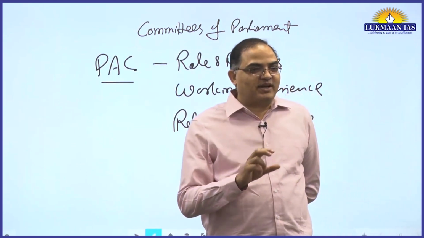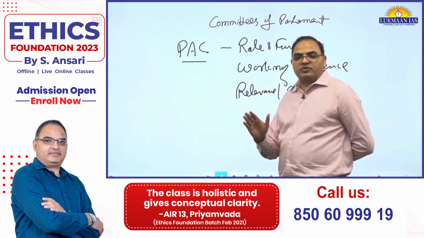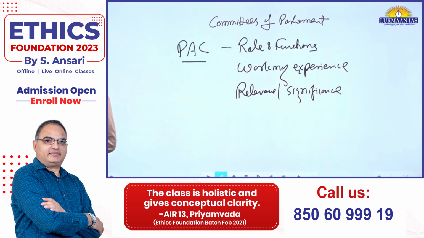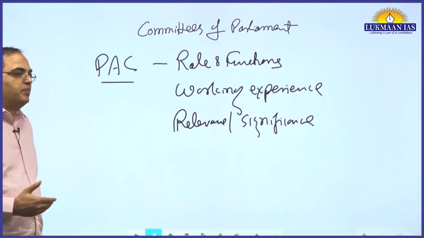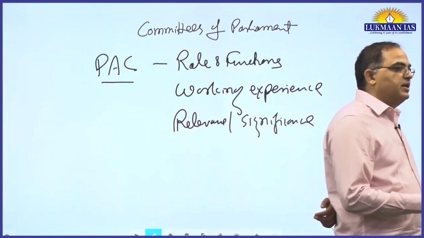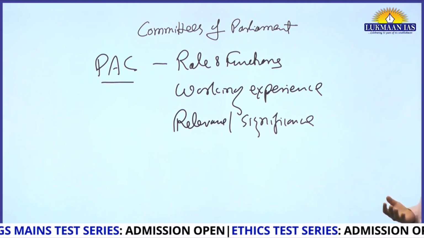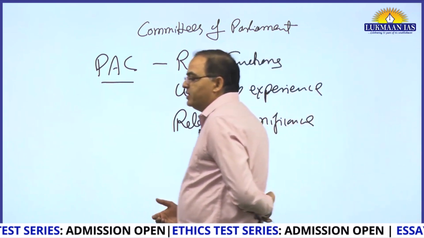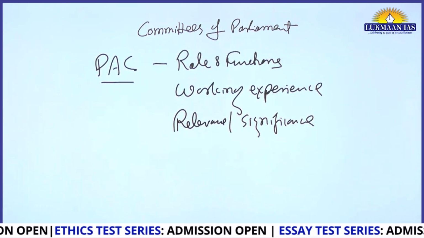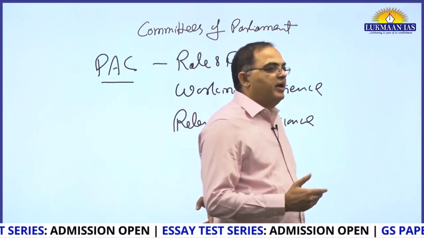So it scrutinizes. The CAG can submit several reports, but the committee will not scrutinize all reports because it has limitations. It decides to scrutinize only some reports. The CAG submits three types of audit reports: appropriation account, that is expenditure, the budget expenditure side; finance account, that is the budget income side; and the audit reports on PSUs, which are scrutinized by the Committee on Public Sector Undertakings. Hence it scrutinizes only two reports: appropriation account and finance account.